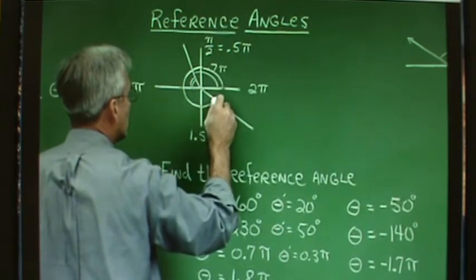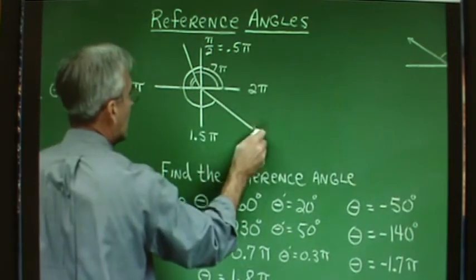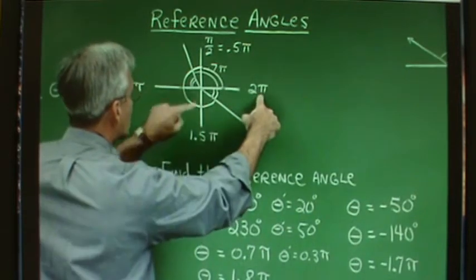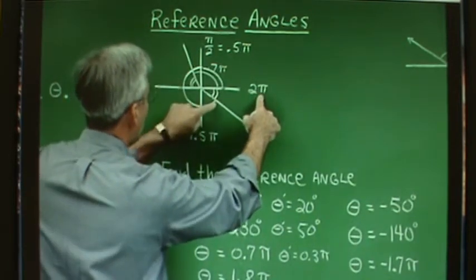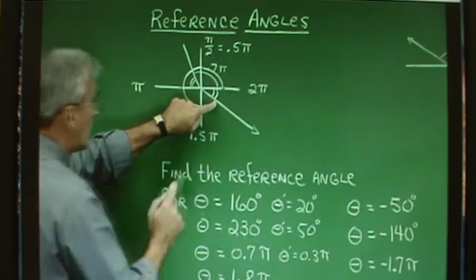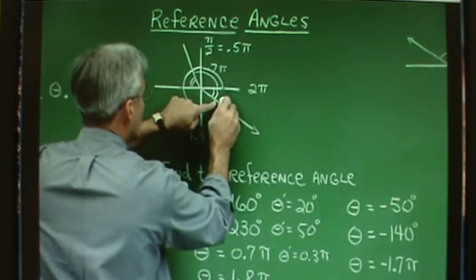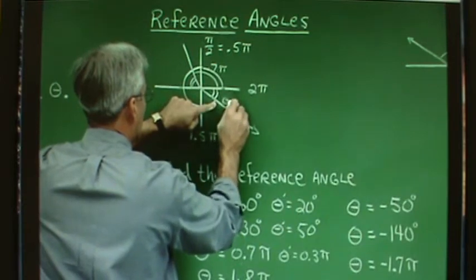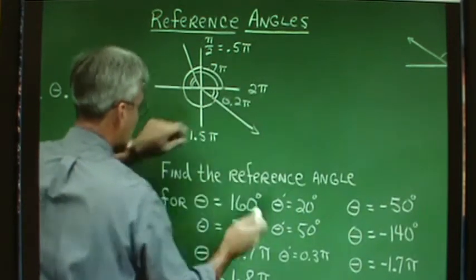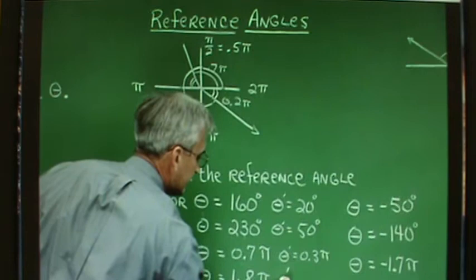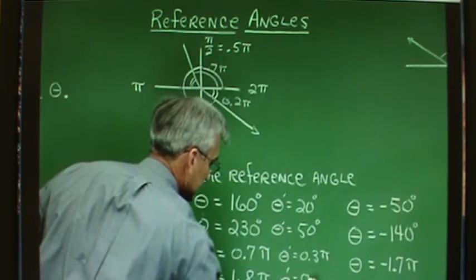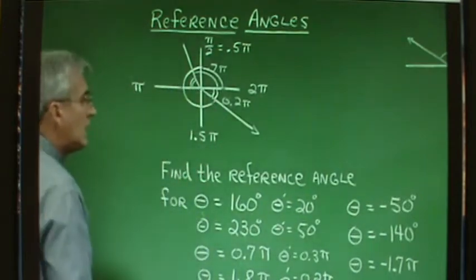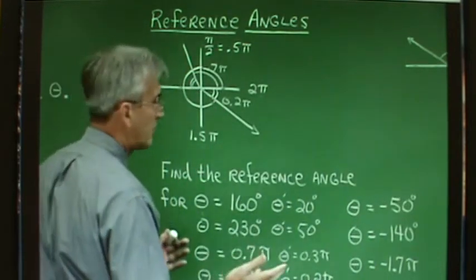So there's 1.8 pi. Our reference angle is here. So we're going to take the 2 pi and subtract 1.8, because 1.8 goes around to this spot, and so our angle in here is 0.2 pi. So theta prime is 2/10 pi.